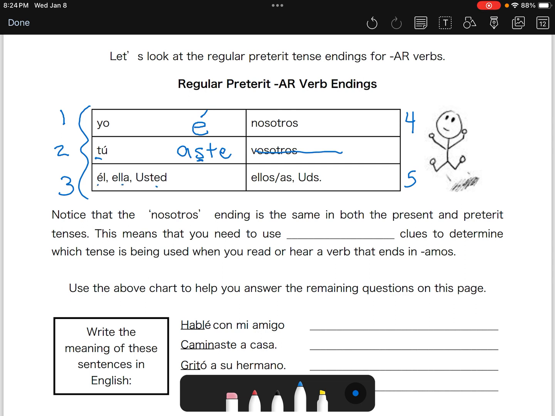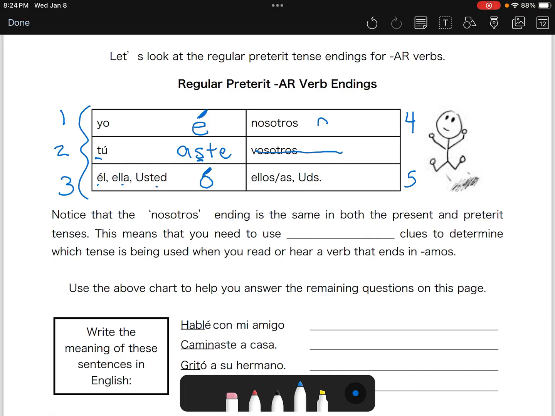El, ella, usted, all 3 of these belong in conjugation block 3. This is very important to use an accent here. It's O with an accent. Without the accent, it just looks like present tense yo form, because remember, those are all O's in the present tense for yo. So accent here for the yo on the A, accent here on the O.